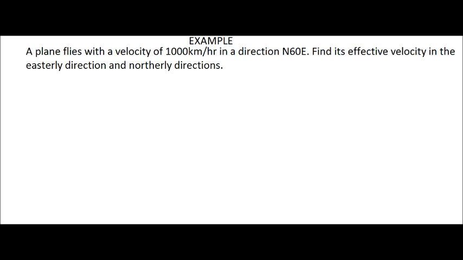Now for us to solve this particular problem, the first thing we need to do is to draw our coordinate. Now we have something like this. This is north, which represents positive y. This is south, which represents negative y, right? This is east, which is positive x. Then this is west, which is negative x.